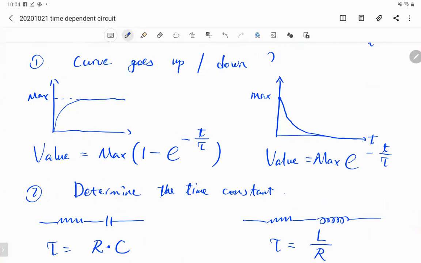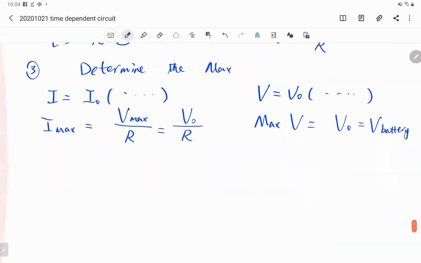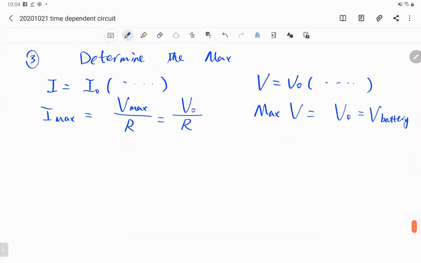Okay, so I talked about the current and the voltage. If we have a capacitor, and you know the voltage is a function of time, how can we get the electric field as a function of time?